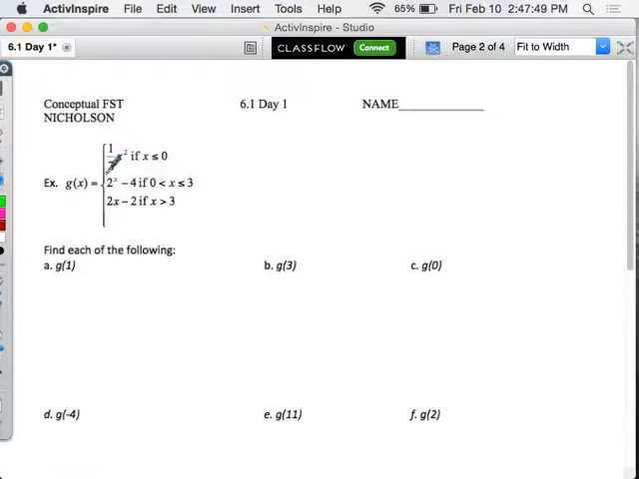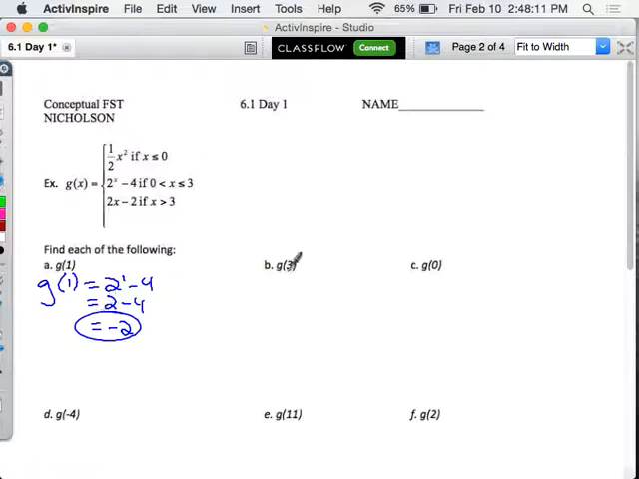So to find g of 1, we have to use that second equation because 1 is between 0 and 3. So plug it in. So it's 2 to the power of 1 minus 4, which is 2 minus 4, which is negative 2.